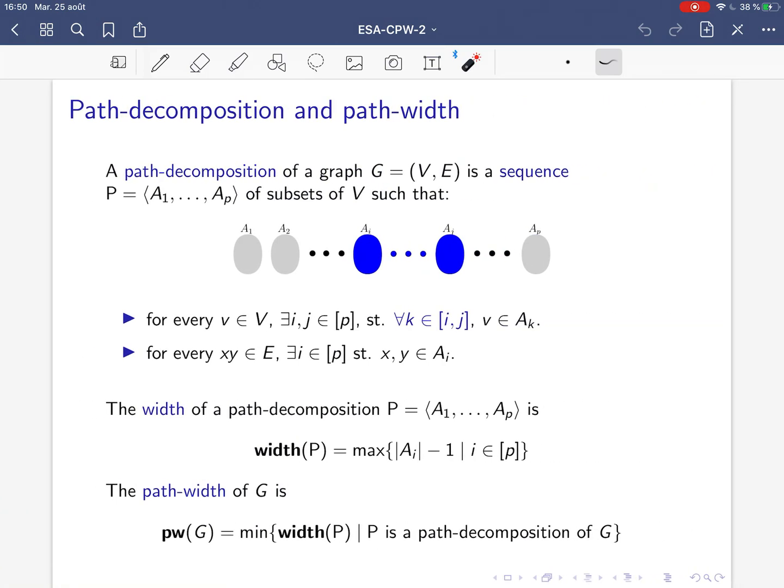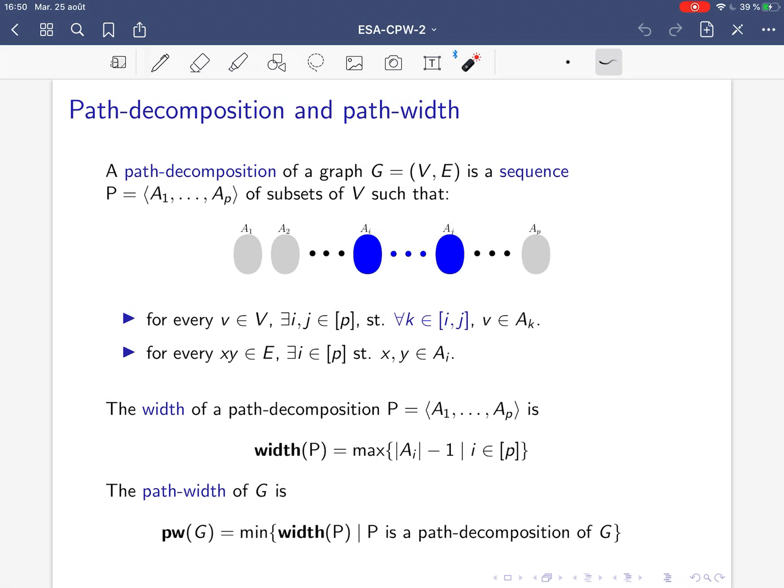So let us start with some definitions. A path decomposition of a graph is a sequence of subsets, called bags, of vertices that satisfies the following two properties. For every vertex, there exists a bag in the sequence containing that vertex, and moreover, the set of bags containing a given vertex v has to occur consecutively, like here in this set of blue bags.